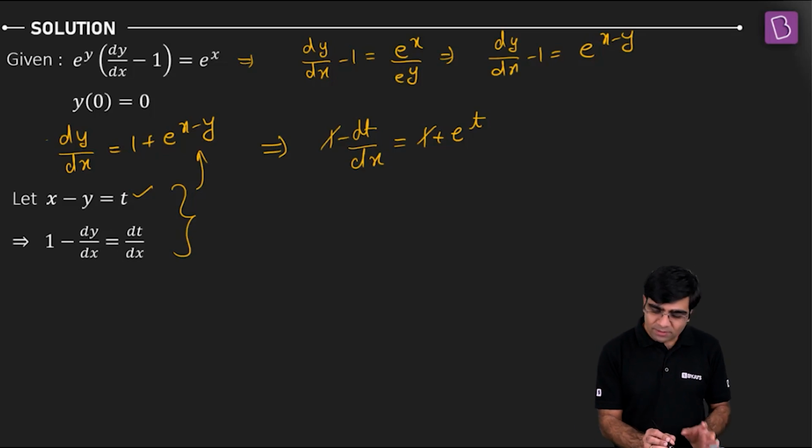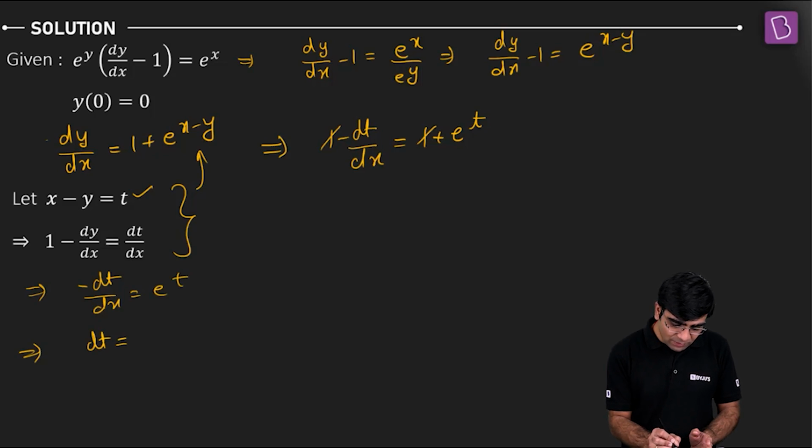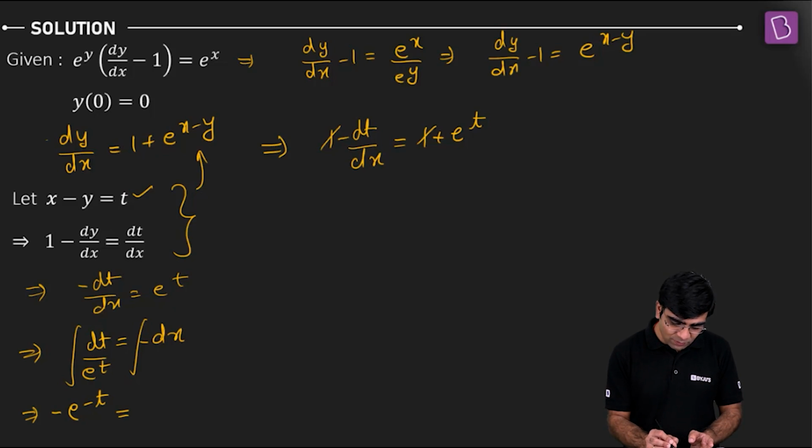What do I have here? A very simple calculation follows. We get minus dt by dx is equal to e raised to t, which implies that dt by e raised to t is equal to dx. With a minus sign, I integrate. So dt by e raised to t is nothing but e raised to minus t dt, which is simply e raised to minus t with another minus sign. So minus of e raised to minus t is equal to minus of x plus c.